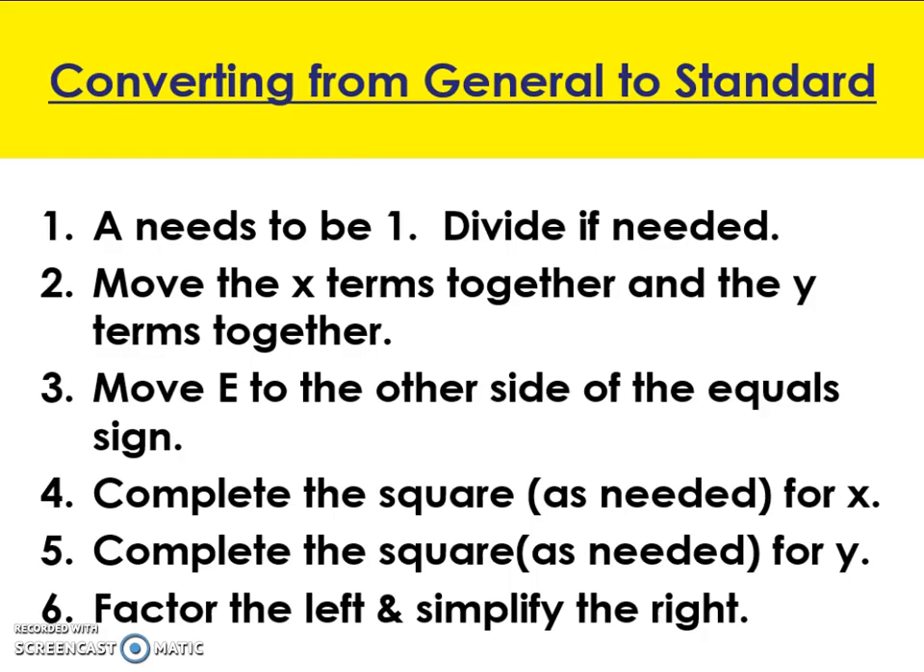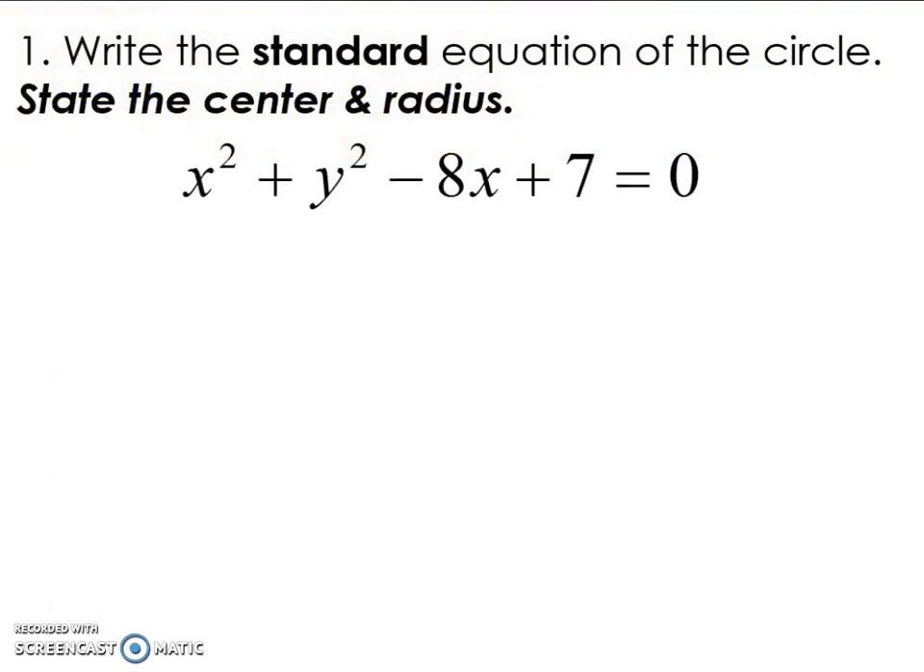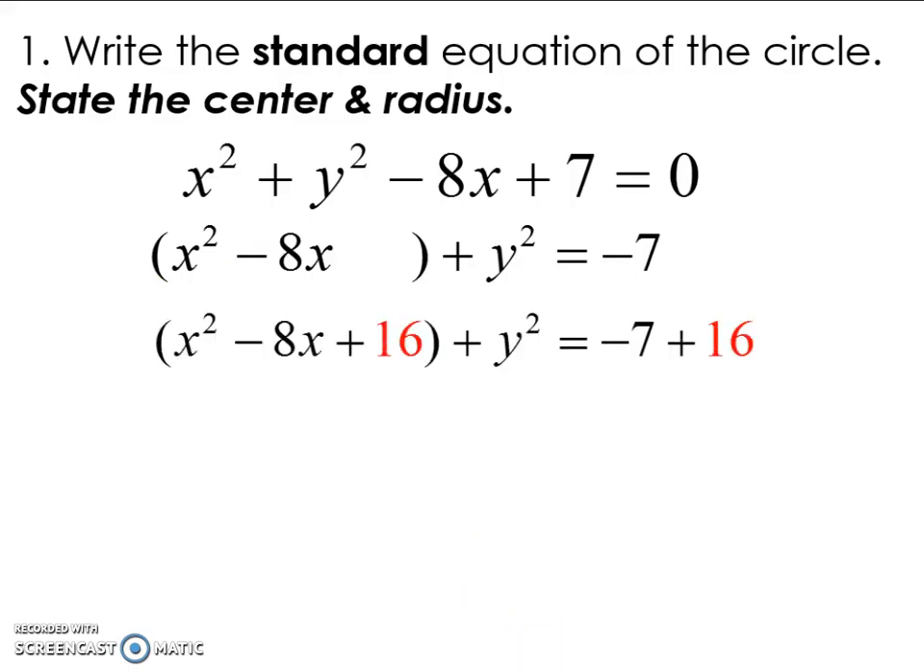So let's look at an example. Write the standard equation of the circle, state the center and the radius. Remember, when you write it in standard form, you are then able to pull out the center and radius, okay? So here we have 7, and the first thing I'm going to do is subtract 7 to the other side. Boom, done. Second thing is I'm going to complete the square. You grab -8, you divide it by 2 and square it. Well, that gives me 16. So I add 16 to both sides.